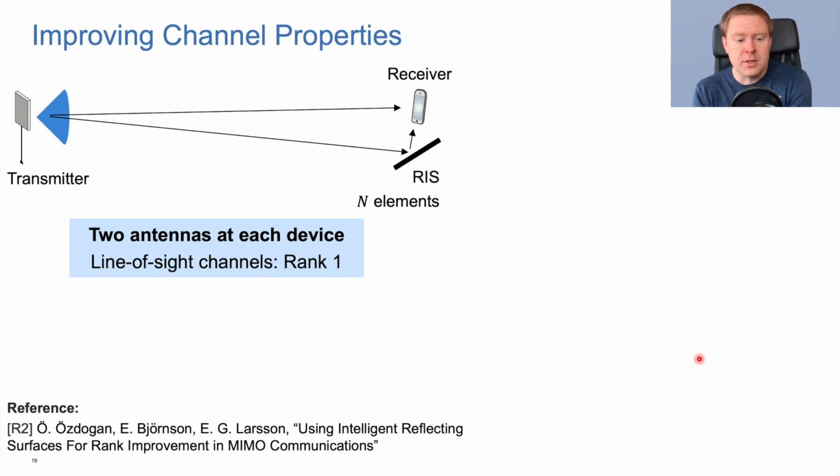So here's an example of that. I have a transmitter with 2 antennas. I have a receiver with 2 antennas. Essentially all devices from 4G and later have 2 receive antennas, so that is not something that is weird in a way. Then I have a RIS located here, and it has n elements. And I have only a line of sight path here. So I only have a rank 1 channel because I have the same polarization at both transmitter and receiver.